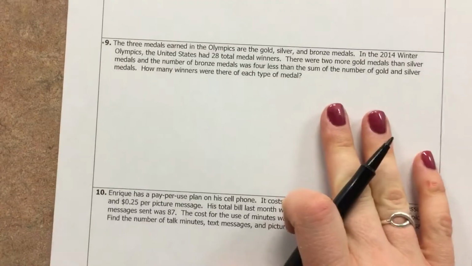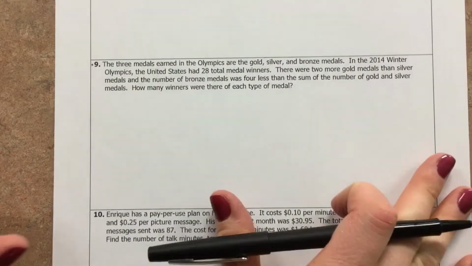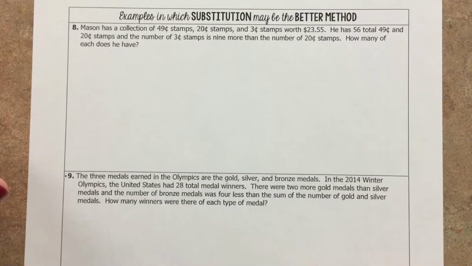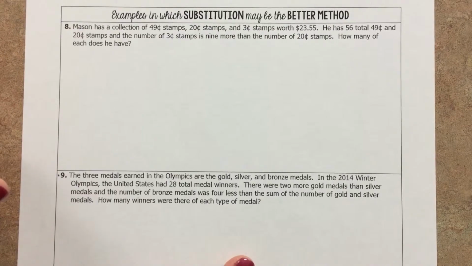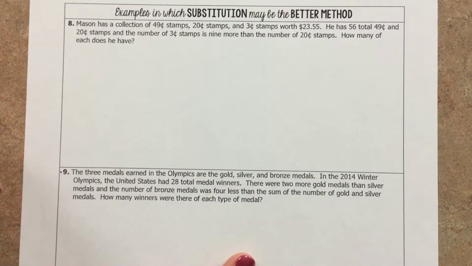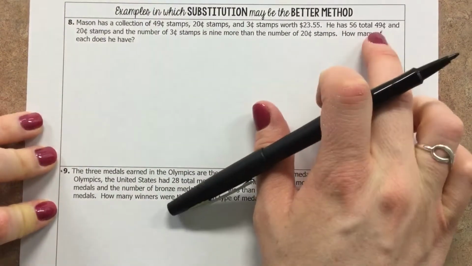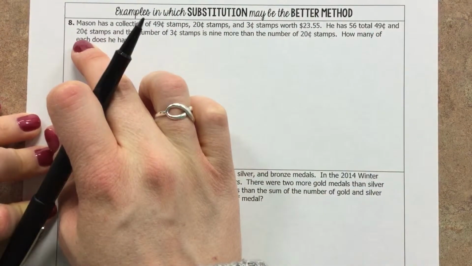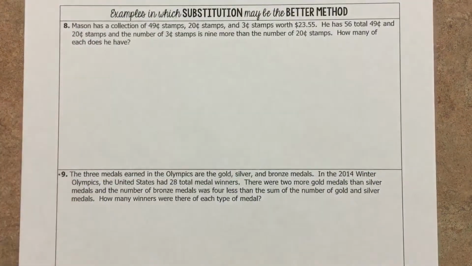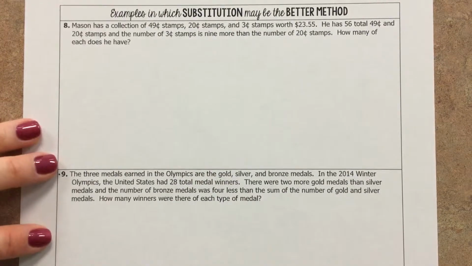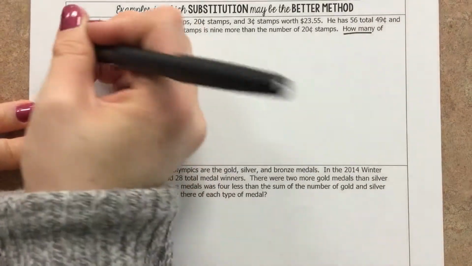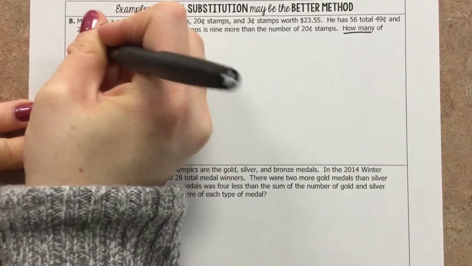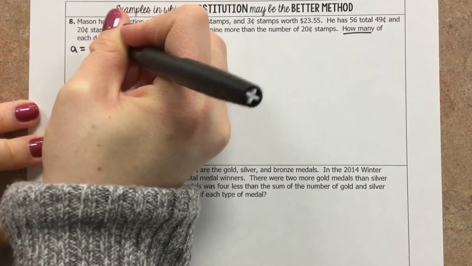Let's look on the next page where it says substitution may be a better method. We're going to set up some equations here. So number 8 says Mason has a collection of 49-cent, 20-cent, and 3-cent stamps worth $23.55. He has 56 total 49-cent and 20-cent stamps, and the number of 3-cent stamps is 9 more than the number of 20-cent stamps. How many of each does he have? So we're going to do, let's just go A, B, and C because they're all stamps. So how many? So for A, let's do the number of 49-cent stamps.